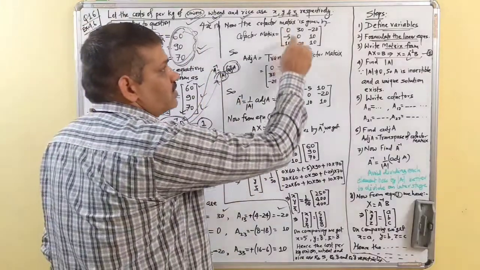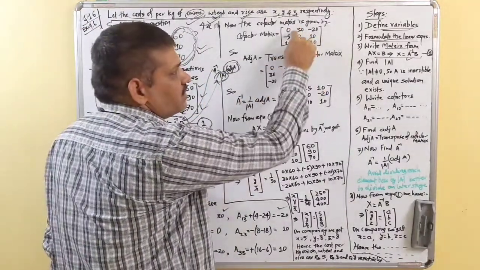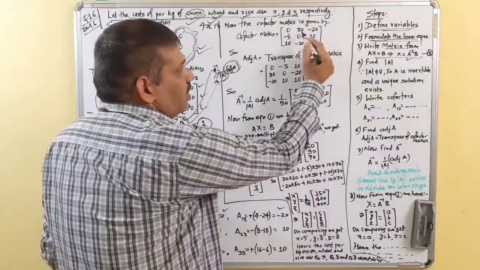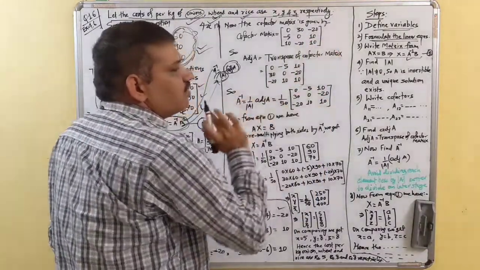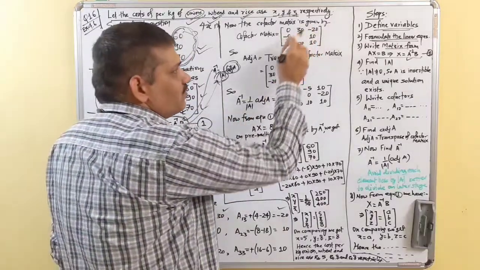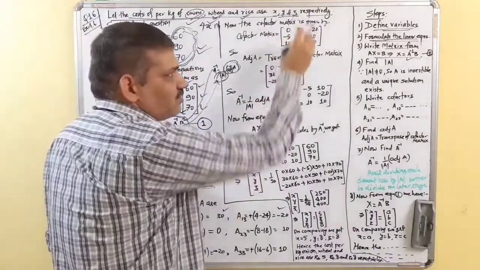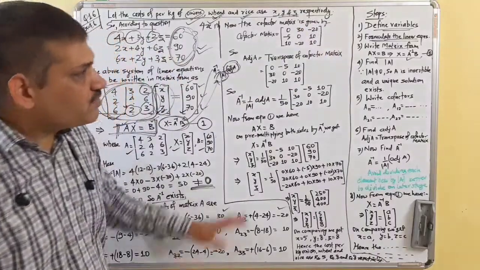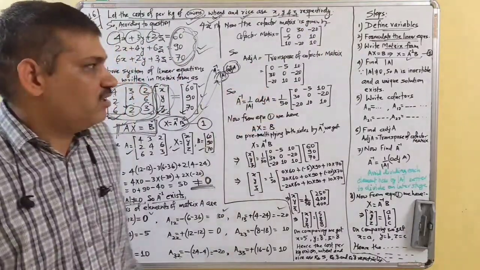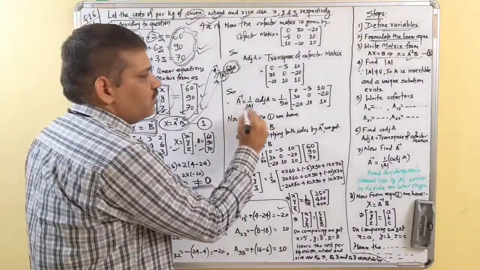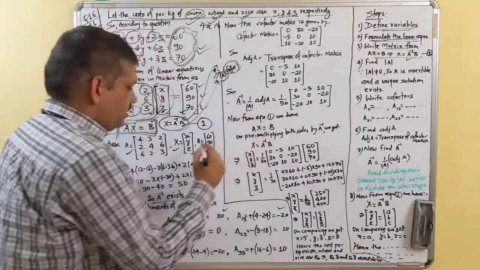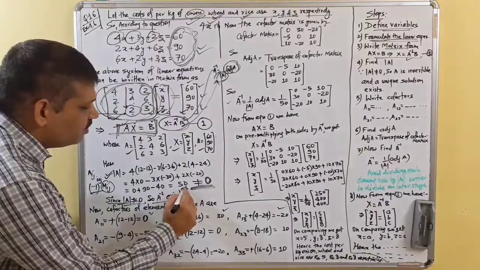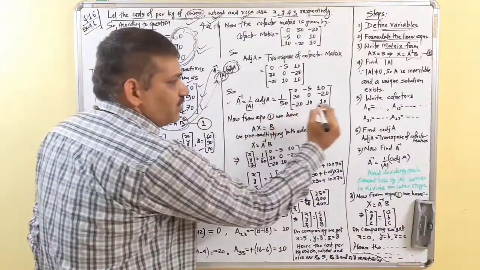See, the first column now becomes the first row, the second column 30 0 minus 20 will become the second row, the third column will become the third row, or the first row becomes first column, second one, and vice versa. So this is adjoint A. Now A inverse is equal to 1 upon determinant A times of adjoint A. Determinant A is equal to 50. So 1 upon 50.